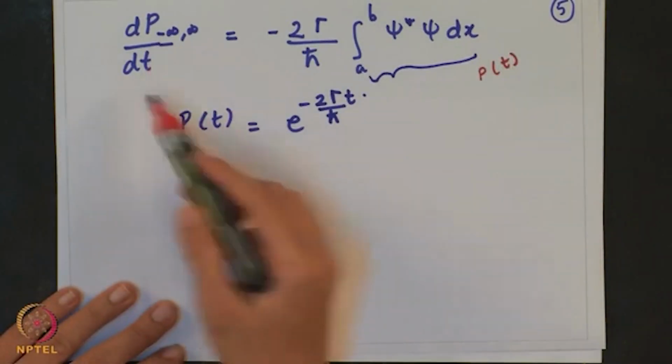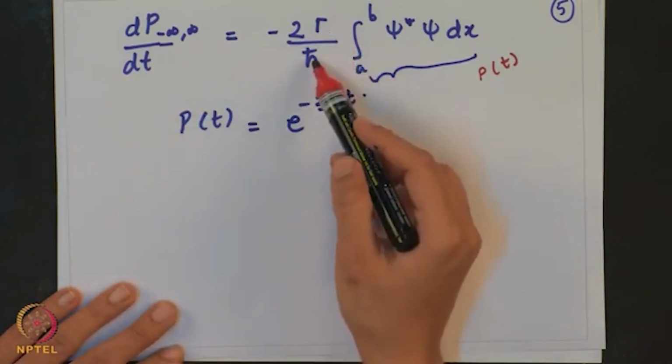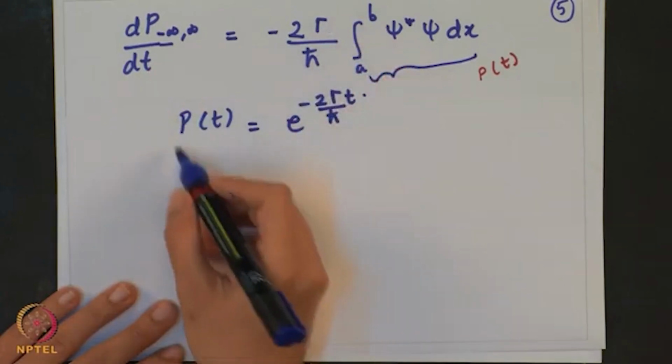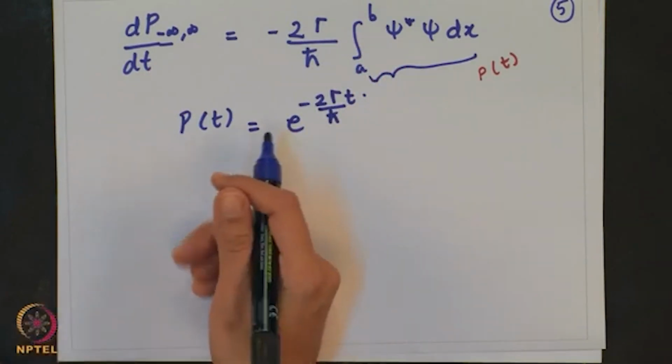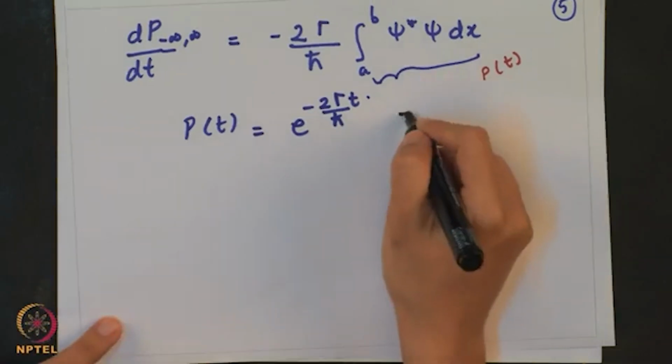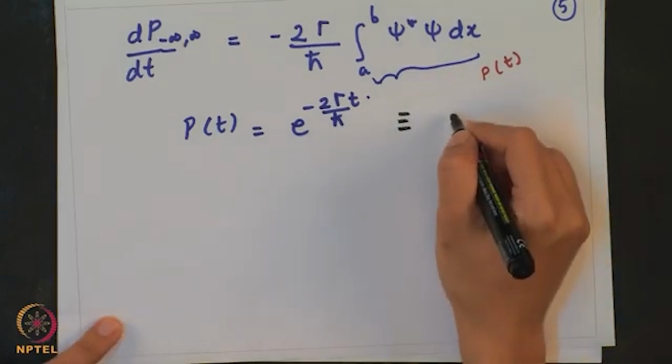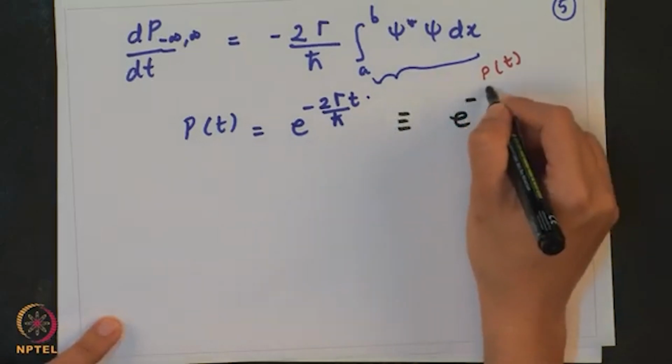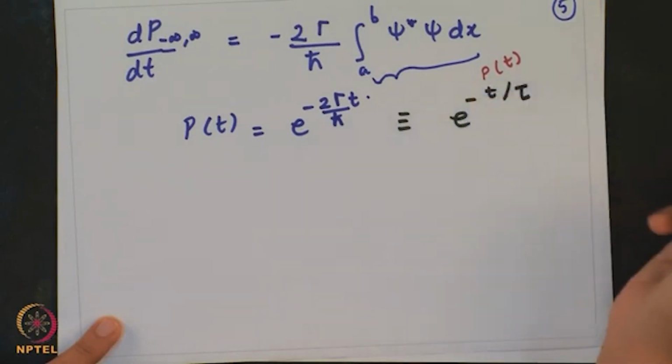So, you have dp by dt minus 2 gamma by h cross p of t. So, what we obtain is this expression. Now you compare this with what is given to us. What is given to us is e raised to minus i t upon tau.